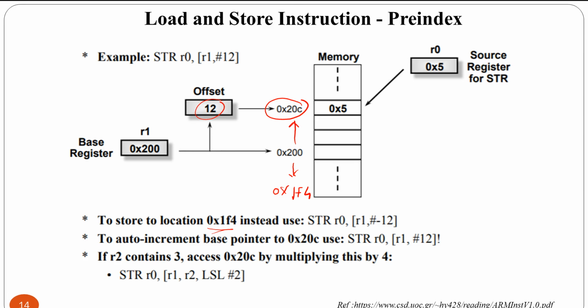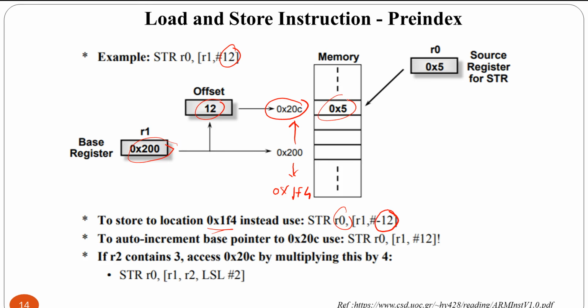suppose you want to access this, then instead of using plus 12, you have to use -12. If we use -12, then this offset value will be subtracted from this base value. If we subtract 12 from this 0x200, then we'll get this location, and at this location we can store the content of R0, which is nothing but 0x5. So this is an interesting feature related to these instructions.